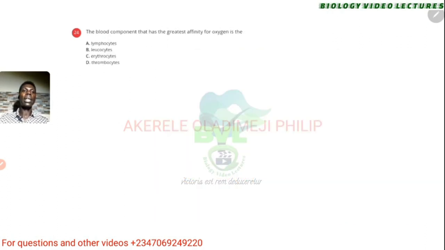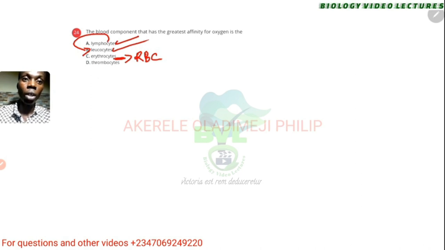Now, the blood component that has the greatest affinity for oxygen is the erythrocytes, which is the same thing as red blood cell. Leukocytes is white blood cell. Lymphocyte is a type of white blood cell. Thrombocytes are platelets for blood clotting. So it is erythrocyte, which is red blood cell, that carries oxygen.